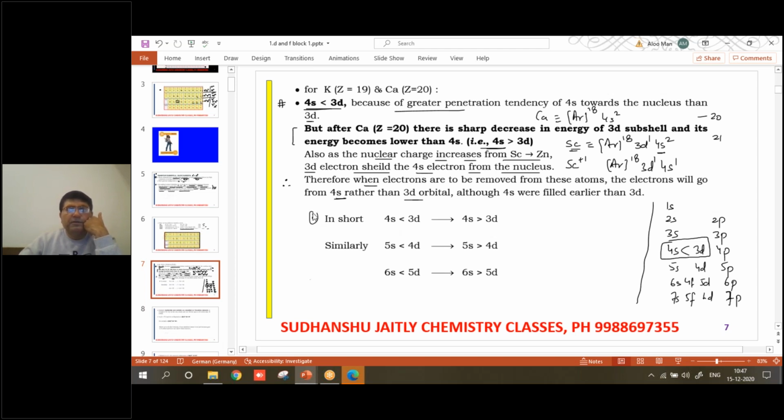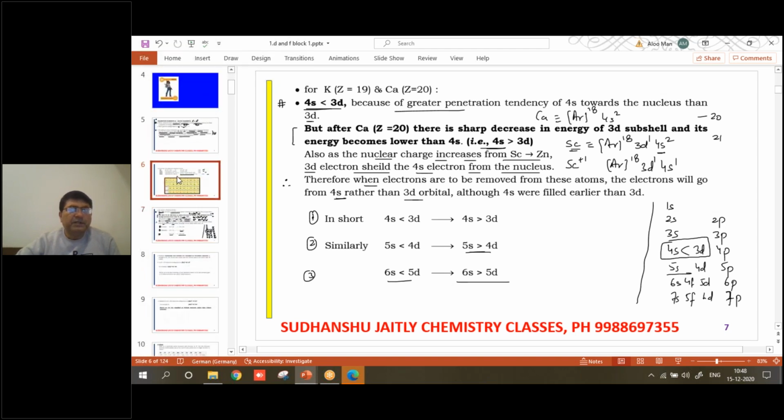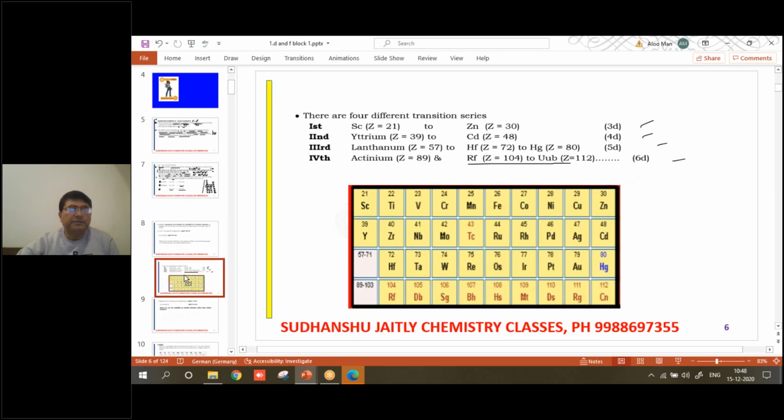In short, 4s then 3d for filling, 3d then 4s for removal. Similarly, in the lower row it is 4d and 5s. 4d has more energy. First you have to fill 5s, but when you have to remove electrons, it becomes like this. And similarly, why memorize all this? A simple rule should be memorized: filling of electrons, Aufbau principle; removal of electrons, highest principal shell. That is going to save you from memorizing unnecessary data, which I do not want. Righto, let's move ahead and see what I'm going to teach you now.